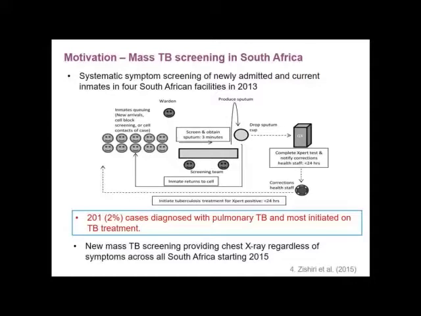And the analysis showed that among 7,000 inmates, 2% were diagnosed with TB, and most were able to be linked to initiate TB treatment. Then, with additional funding available, a new program rolled out to screen using both symptom screen and mass chest X-ray across all of South Africa starting in 2015.